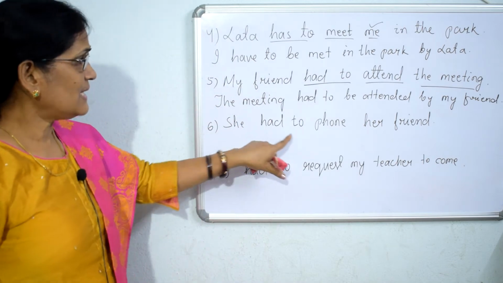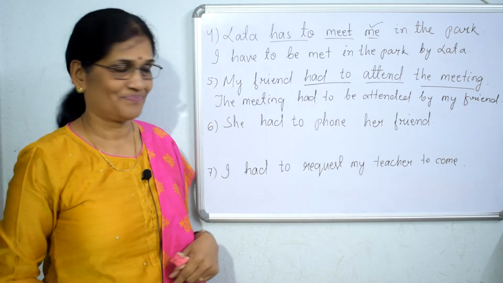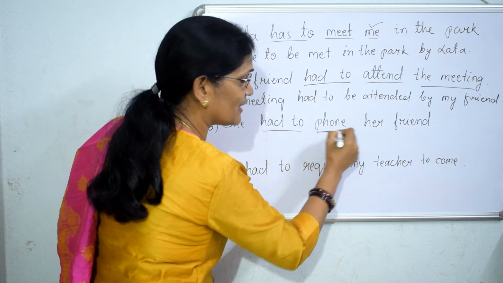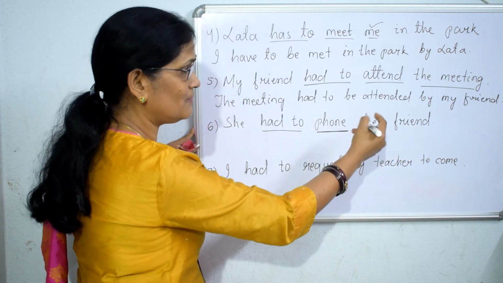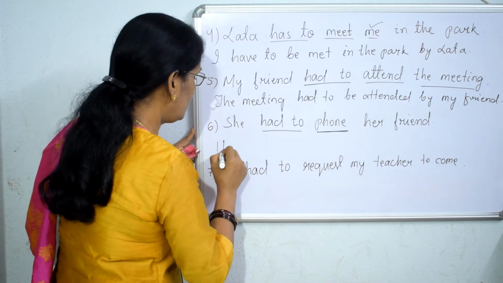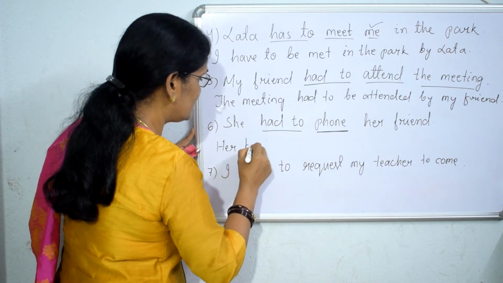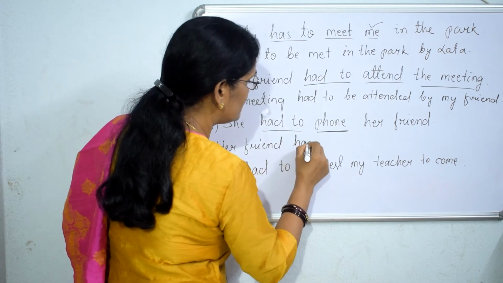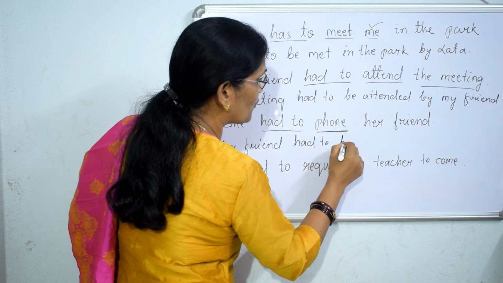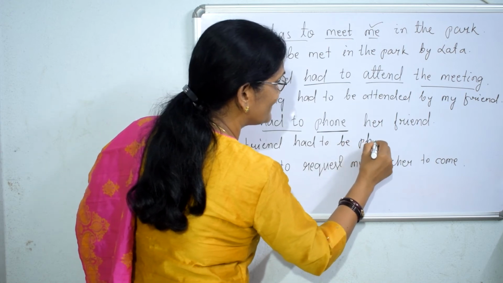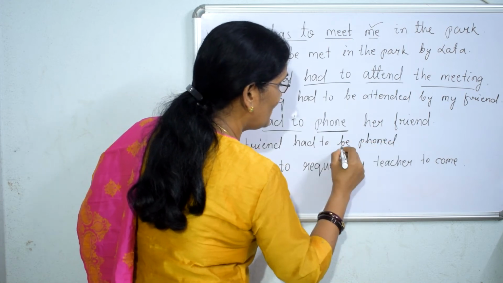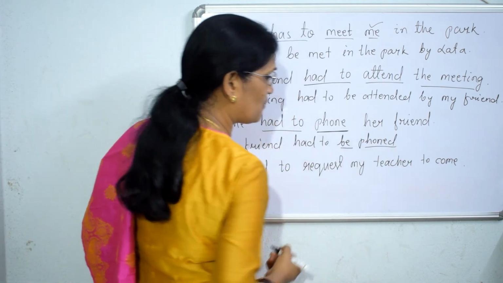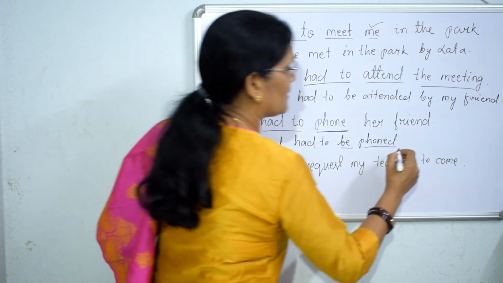She had to phone her friend. Phone is the verb here. Phone whom? Her friend. Her friend had to be phoned. The be verb is added as be, and phoned is the past participle form of the verb. By whom? By her.